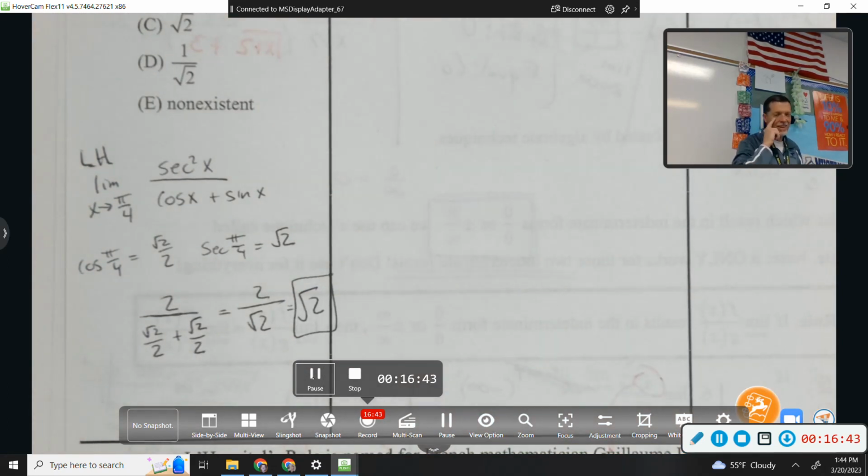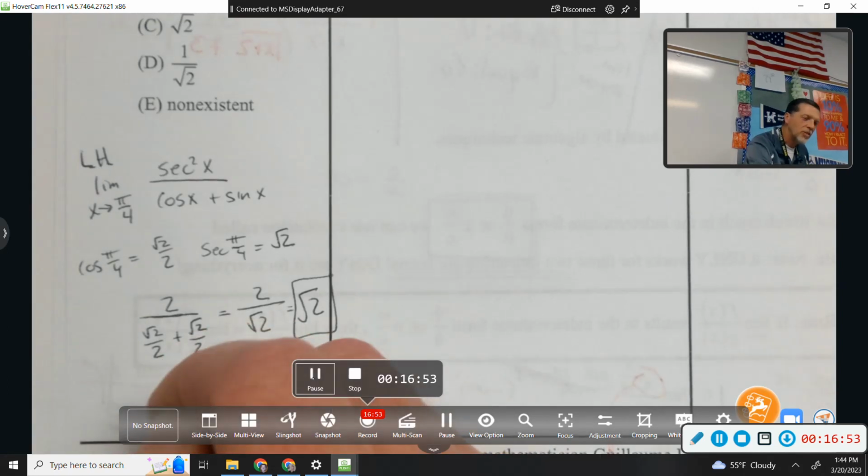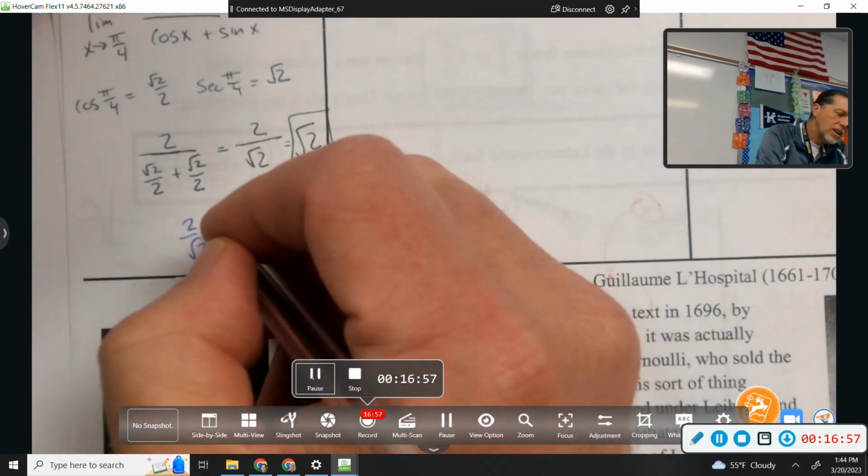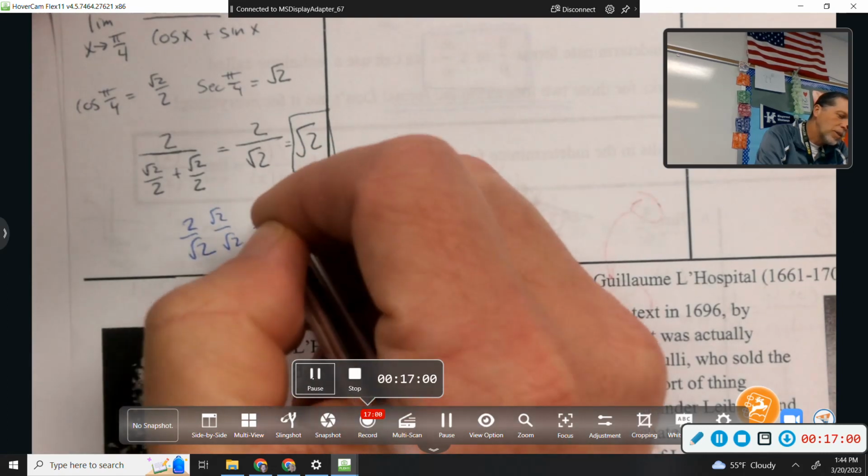Wait, hold up, what? Why is it root 2? Because 2 divided by root 2 is root 2. That doesn't make sense, why? Because you would multiply the top and the bottom by the square root of 2. Oh, okay. That makes sense. Sort of want to prove it to yourself.